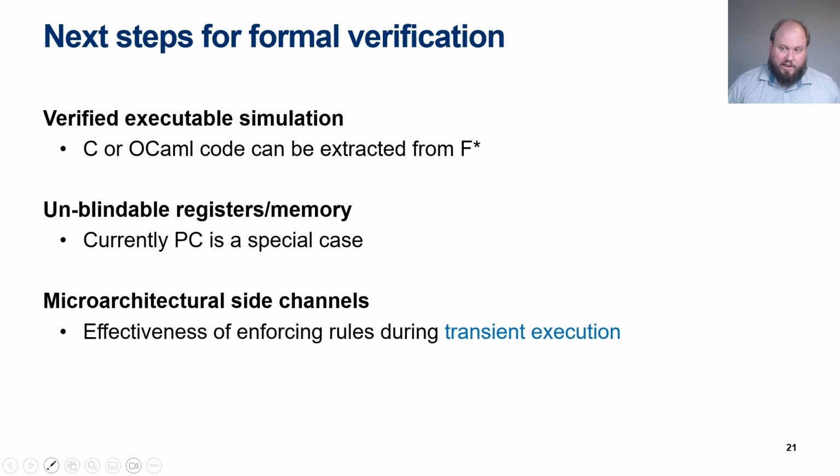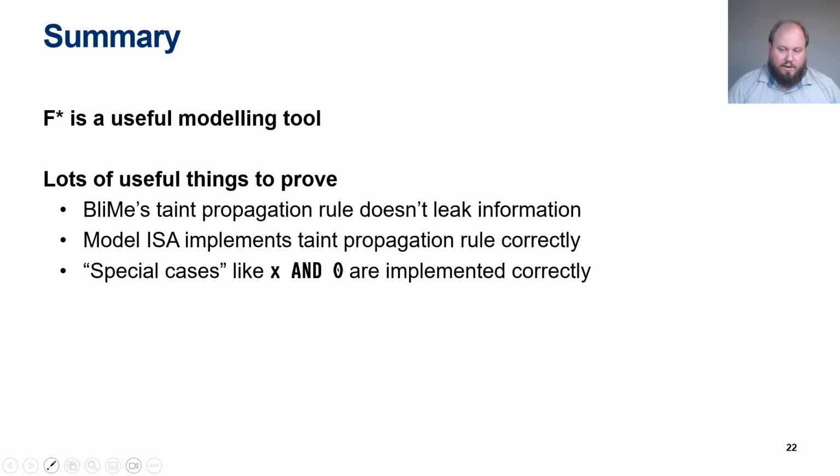So, in summary, F star is a useful modeling tool. It's not difficult to start using, even as a non-specialist, and you can prove lots of interesting things. We were able to show that BliMe's taint propagation rule doesn't leak any sensitive information, and that the model ISA we've designed implements the taint propagation rule correctly in a way that doesn't leak information, including when we have special cases like x AND 0, which make the rule that we implement a little bit weaker than the general one, but that we can still implement securely.